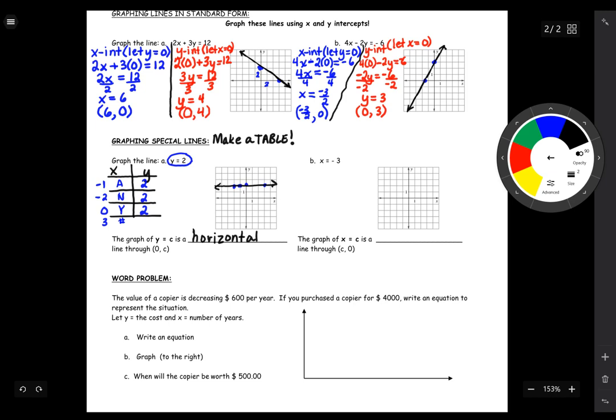And it's going to go through that number. So whatever this number is is going to be the second number. It's going to be your y-intercept basically. So if you plot that number first and graph a horizontal line through it, you would know. But I tell my students to always make a table because you can always fall back to a table. Okay, the next one is x equals -3.